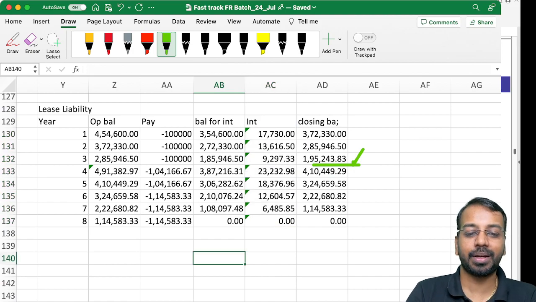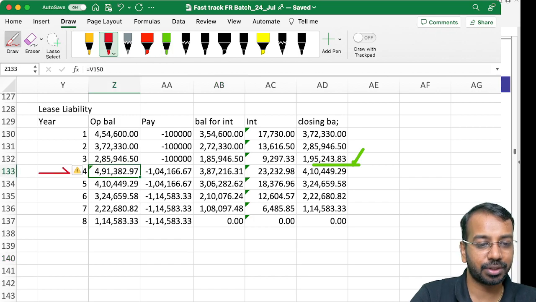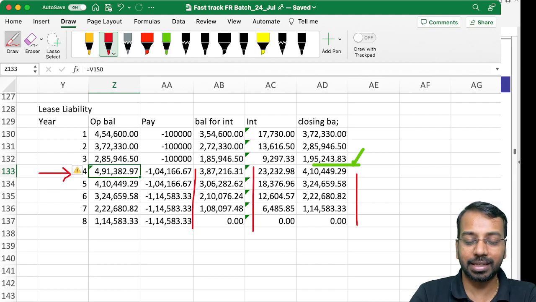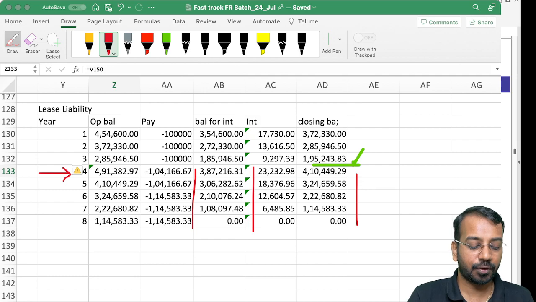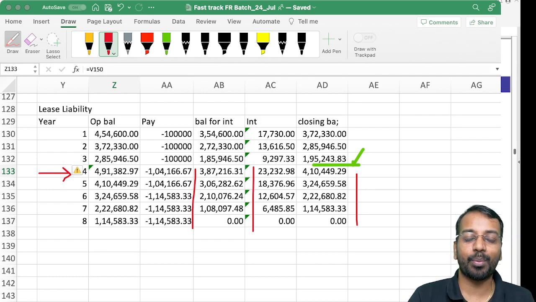You're not required to prepare this for the examination, but just for an understanding that from this particular period, here in year 4, the numbers have changed to 491, and now you have all these payments. Revised interest rate at 6%, and this becomes your closing balance, right? So that is how you will recalculate the ROU asset and the lease liability. First you will recalculate the lease liability, you will increase the lease liability, and by the same amount you will also increase the right of use asset.